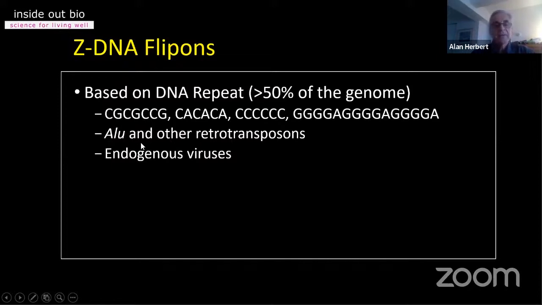There are also other sequences that are repetitive, such as the Alu sequences that were copied through RNA from one position in the genome to another position in the genome, and they're about 12% of our genome.